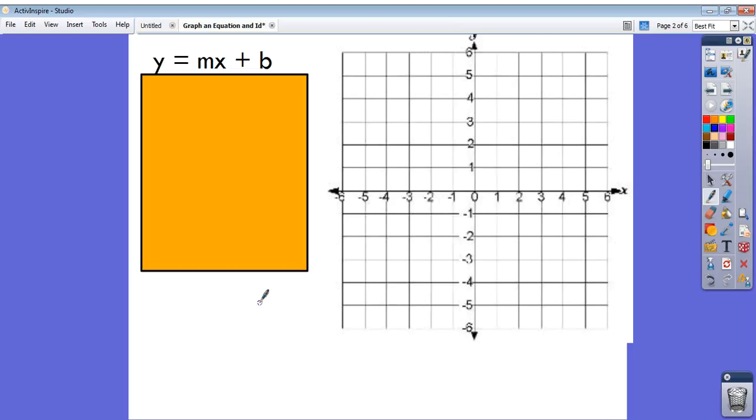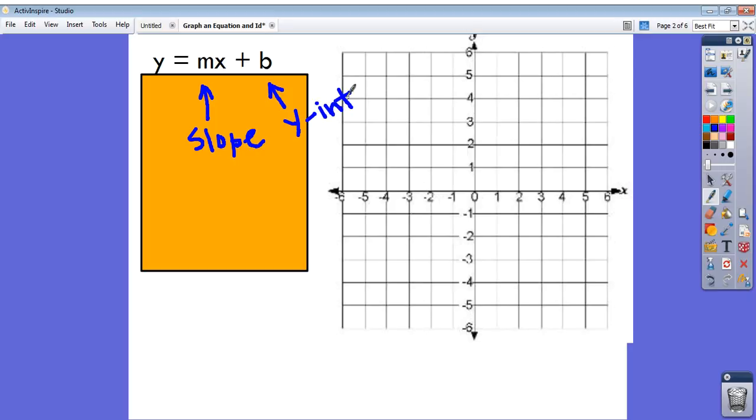Hi guys, today we're going to review slope-intercept form and how to graph equations that are in slope-intercept form. If you take a look at the equation y equals mx plus b, m always represents the slope of your graph, or the slope of the line. It's how much y increases or decreases as x increases by 1. B represents the y-intercept, the place where your graph crosses the y-axis.